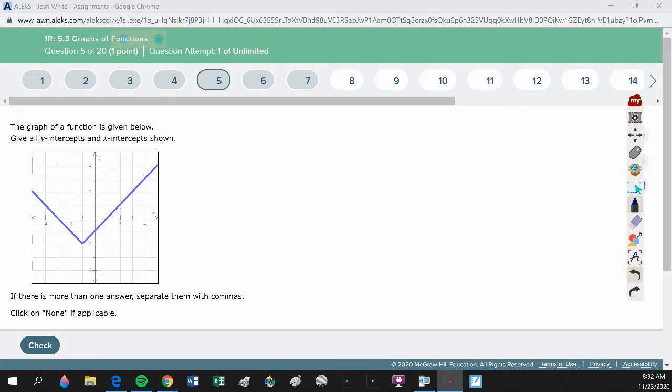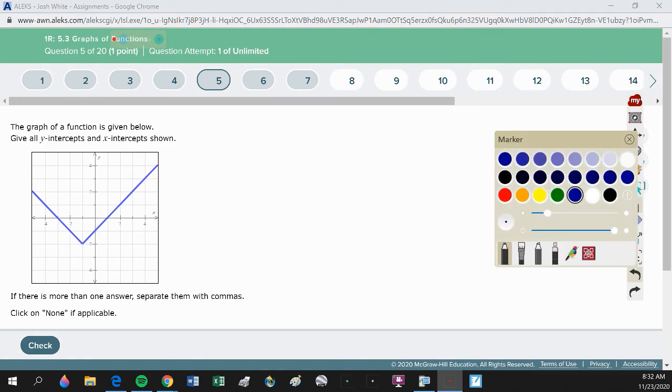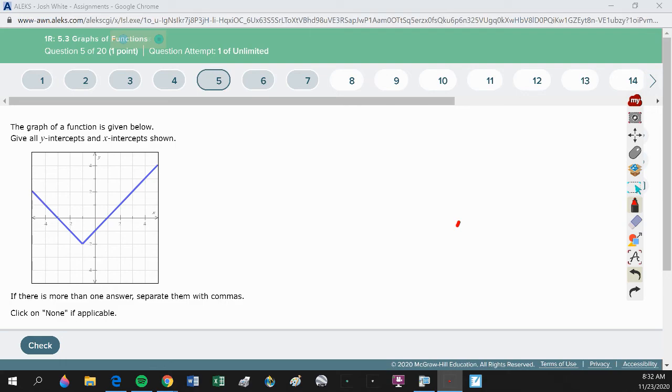The last type is pretty simple. Give the y-intercepts and the x-intercepts. So in this case, the x-intercepts are -3 and 1. And the y-intercept is -1.